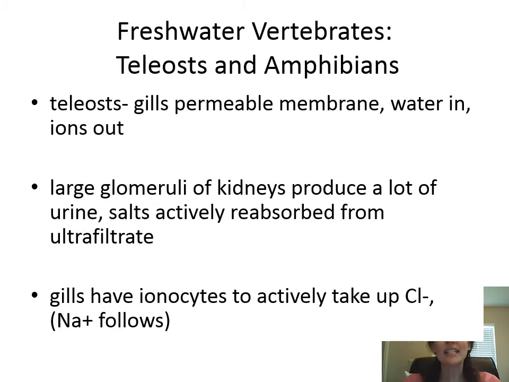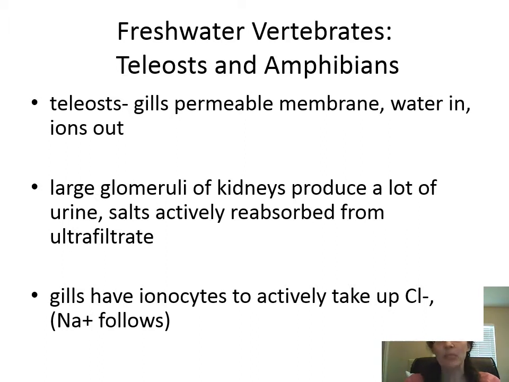We'll start though by looking at some freshwater vertebrates. So we've got two main groups here. We've got our teleosts and we have amphibians. So teleosts, again, those are our bony fishes. Teleosts' main issue is that their gills are permeable. So water can flow in and out and ions can flow in and out. So it's this permeable membrane that they kind of have to battle with.